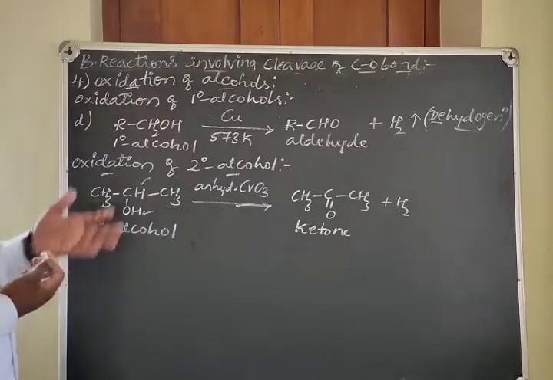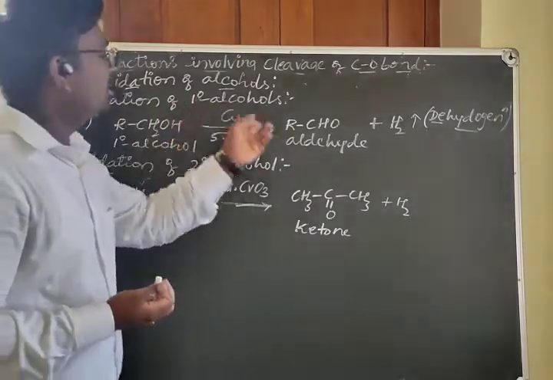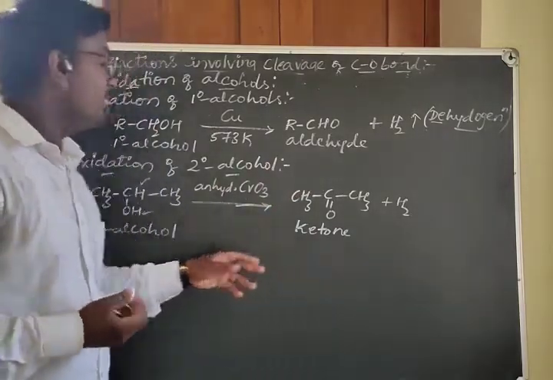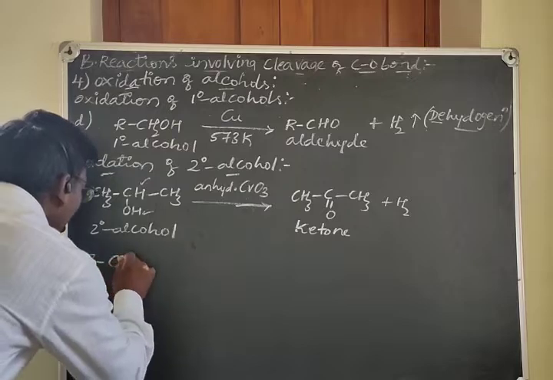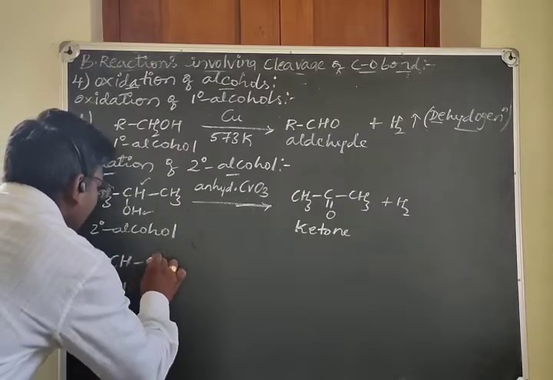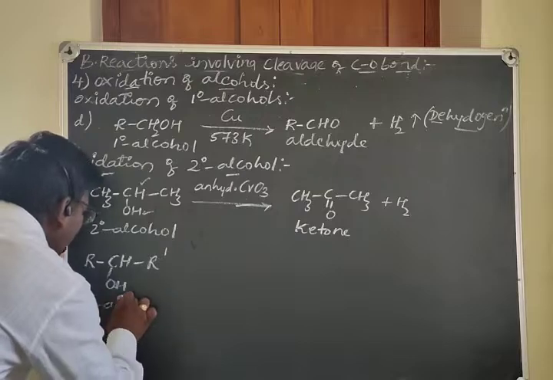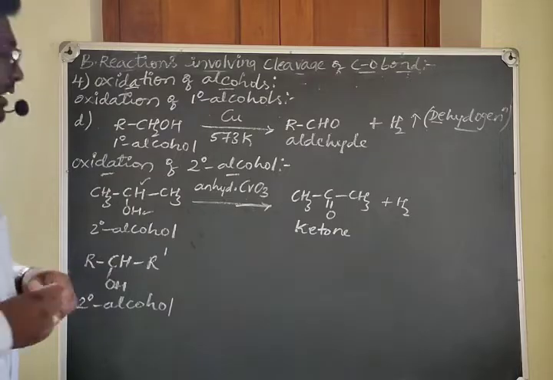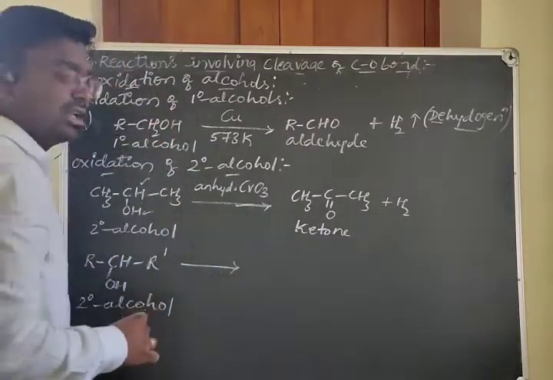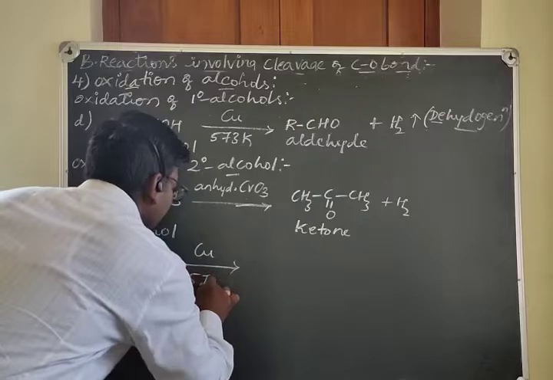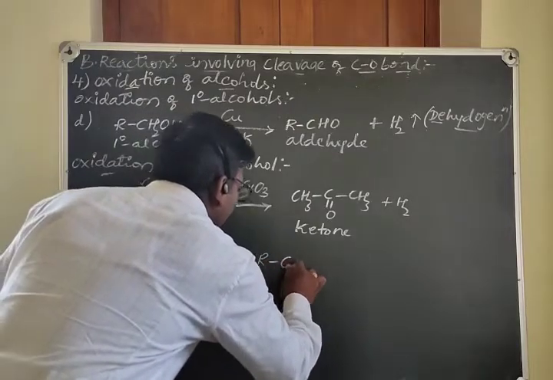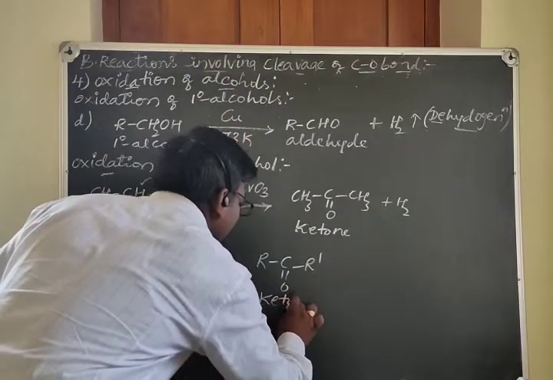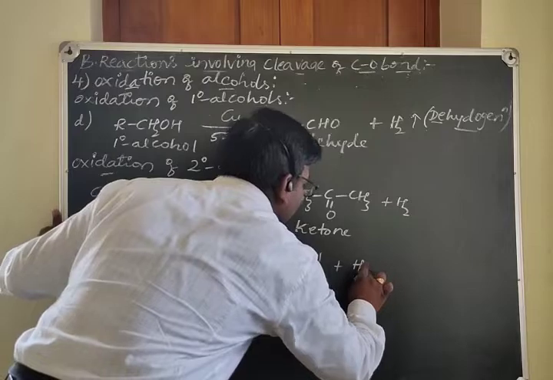See what you are observing from this discussion: oxidation of primary alcohols gives aldehydes, oxidation of secondary alcohols gives ketones. Let's take one more. We have RCHOH and R dash. This is the general representation of the secondary alcohol. Here R and R dash may be the same or different alkyl groups. When you pass the secondary alcohol over heated copper at 573 Kelvin, you will get RCOR dash. This is a ketone, and here H2 is coming up.